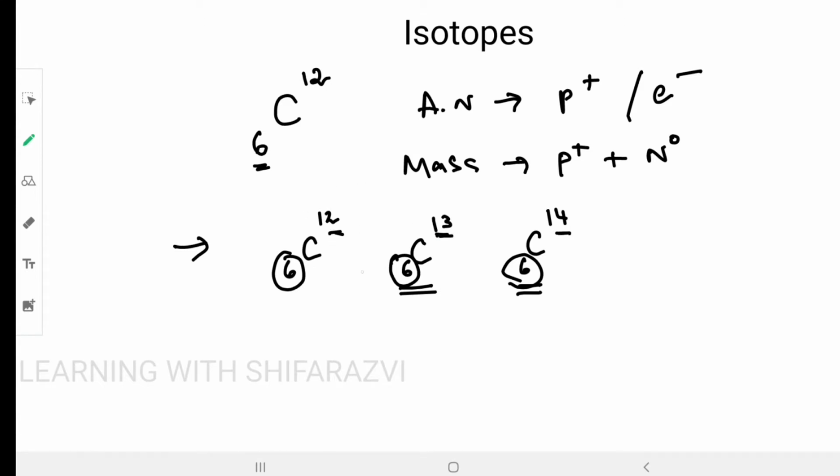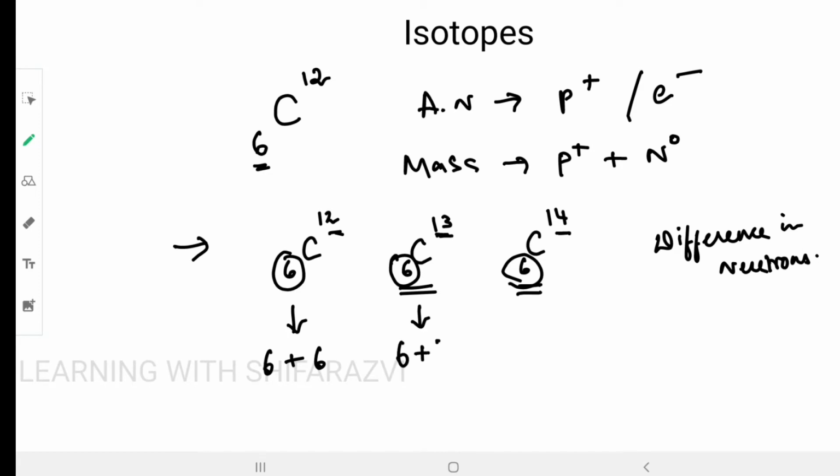The difference in mass number is due to the difference in what? Yes, correct. It's due to the difference in the number of neutrons. Which means this carbon will have 6 protons plus 6 neutrons. This will have 6 protons and 7 neutrons, and this carbon will have 6 protons and 8 neutrons.